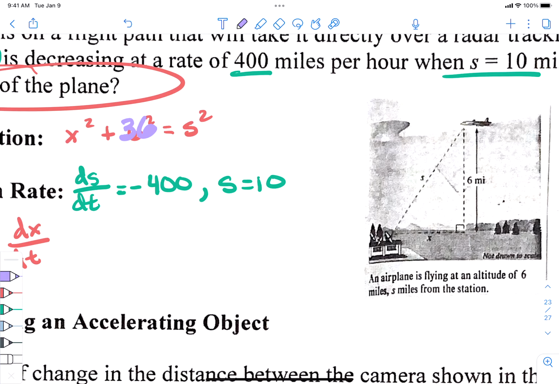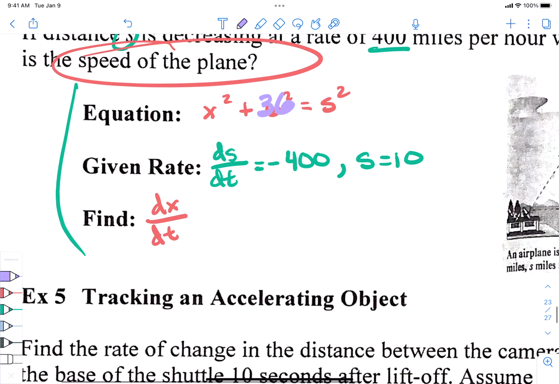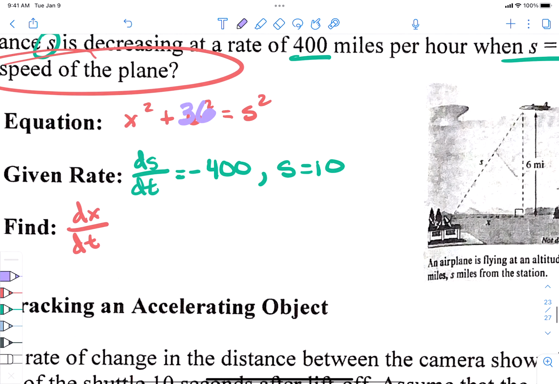When we do the derivative, that 36 is going to drop off anyway, right? It's going to become 0. So is that our next step? Find the derivative? 2x. Yeah, let's do that. Okay, so I'm going to do the derivative. I'm going to put it on here. 2x dx dt plus 0, really. I'm just going to say equals 2s ds dt.